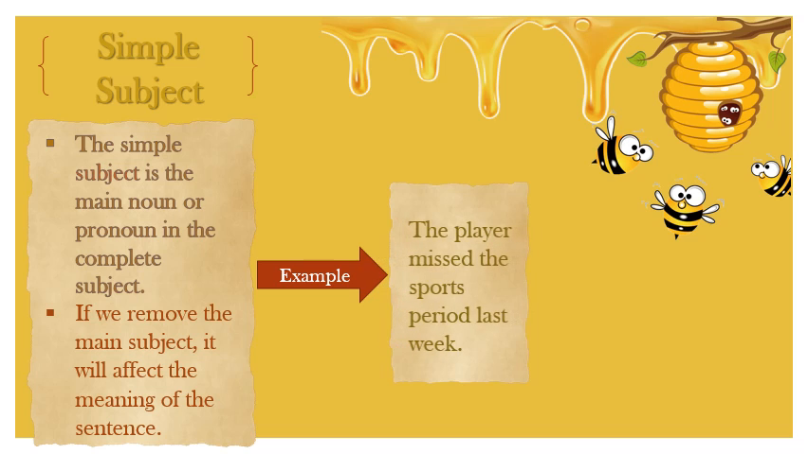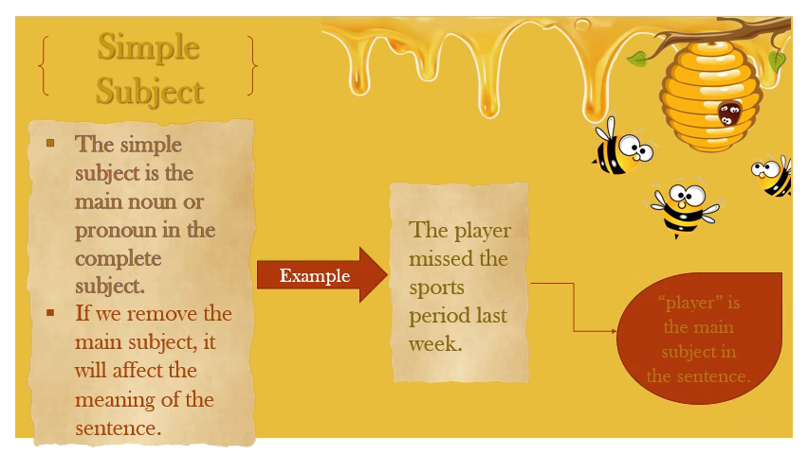Example, the same example. The player missed the sports period last week. If you remember, we said that the player is the complete subject, right? Let's look for the simple subject. The simple subject is a part of the complete subject, the player. Okay, and we said that the simple subject is the main noun or pronoun. So I have the and the player. What is the main noun or pronoun? Player. The is an article. We cannot use that as the simple subject. So player is the main subject or simple subject.